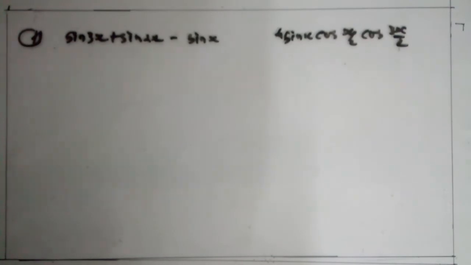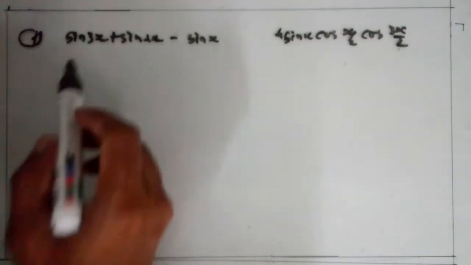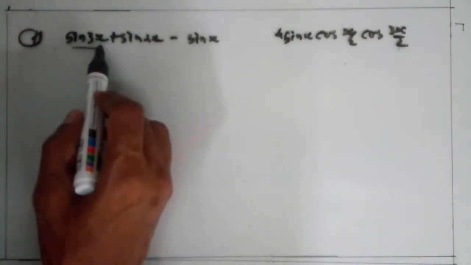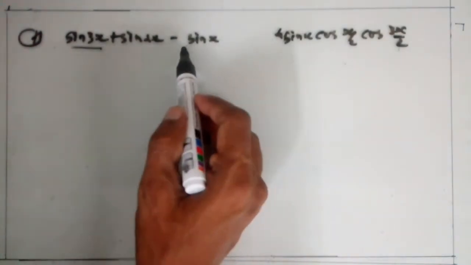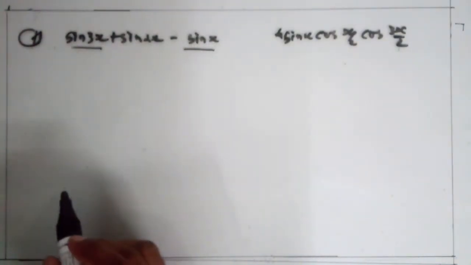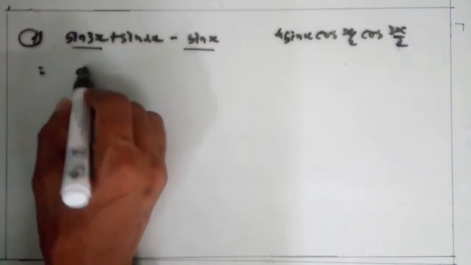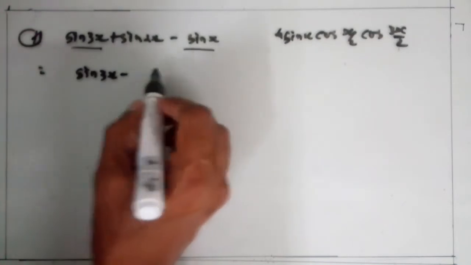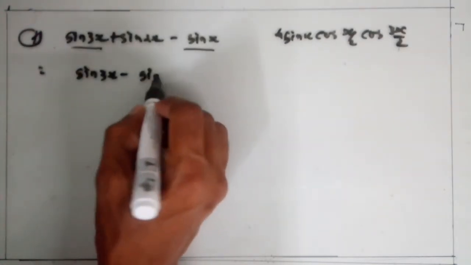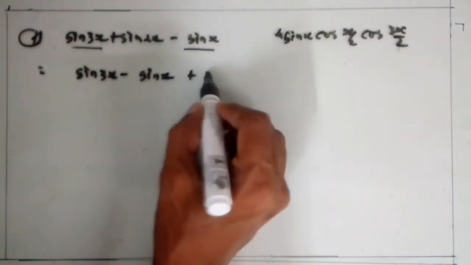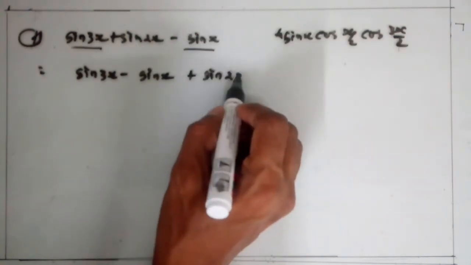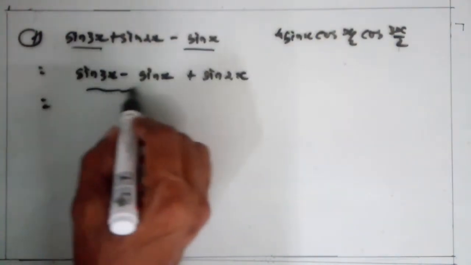Here sin 3x and sin x are in the terms. So here we get sin 3x minus sin x plus sin 2x. Clear? So now apply formula.